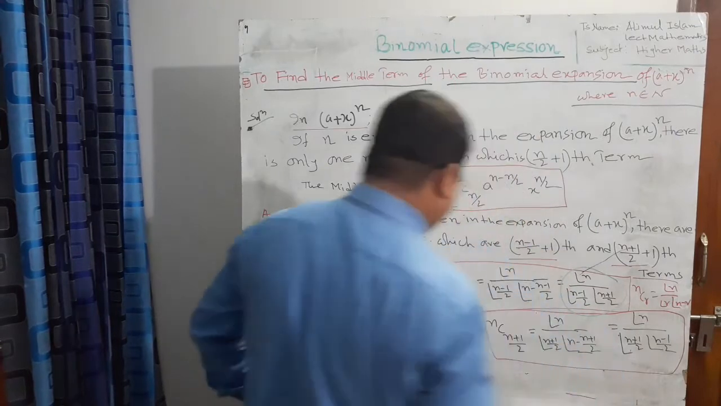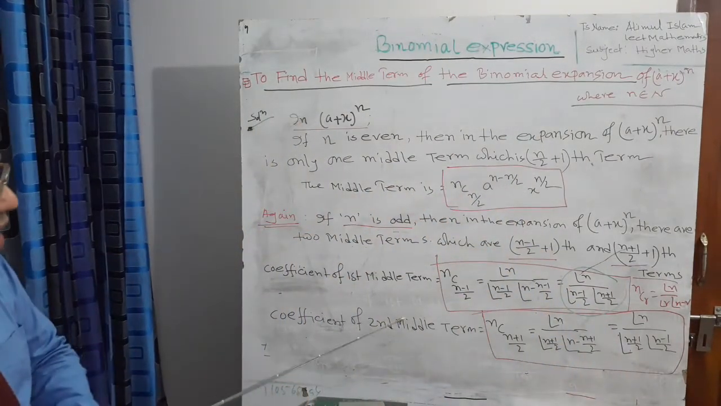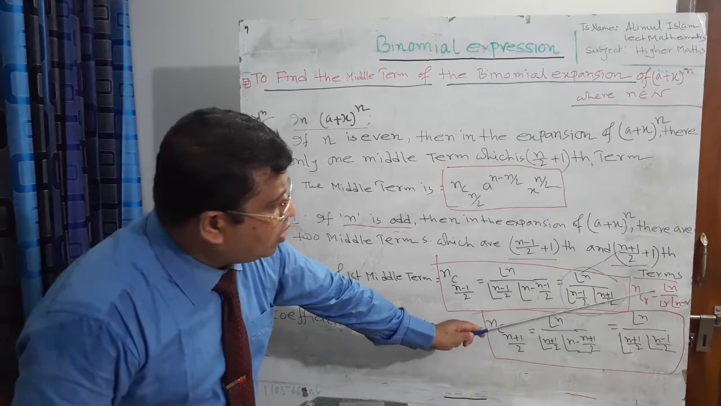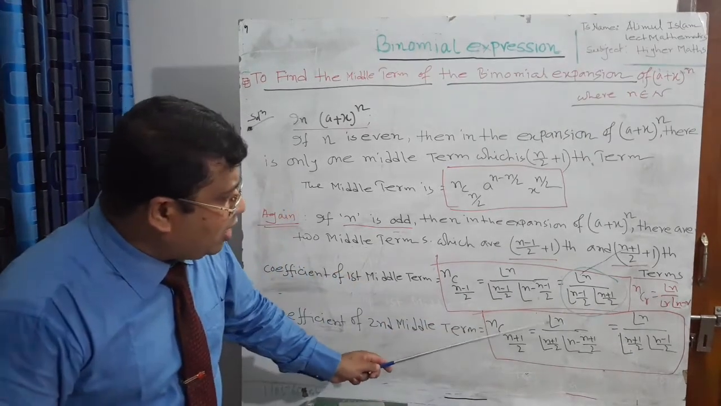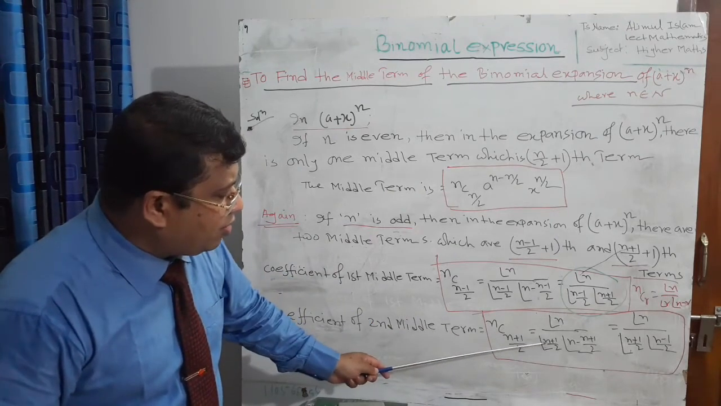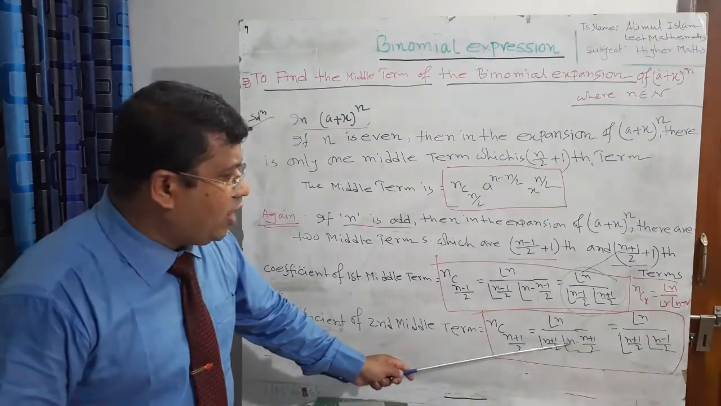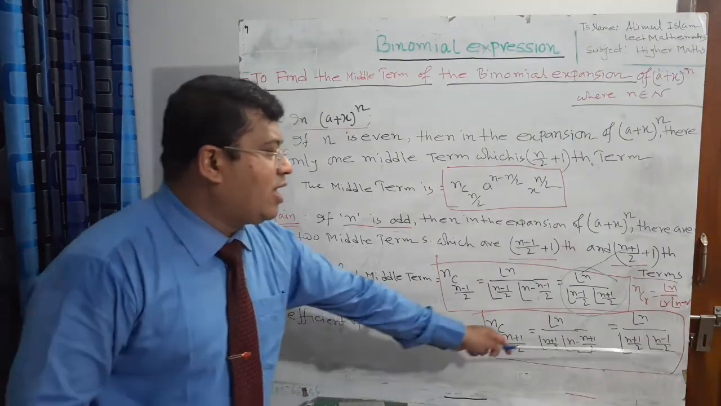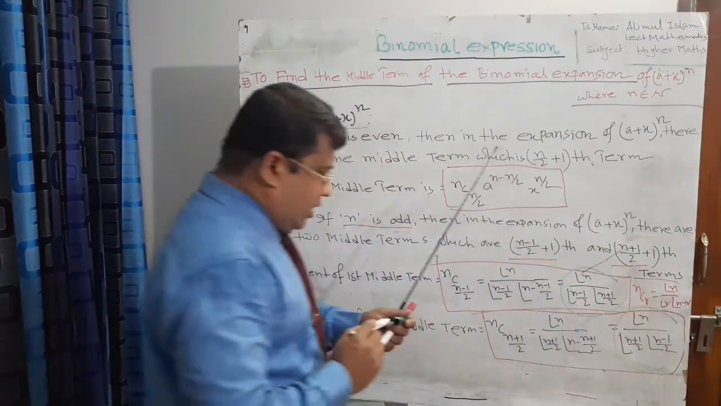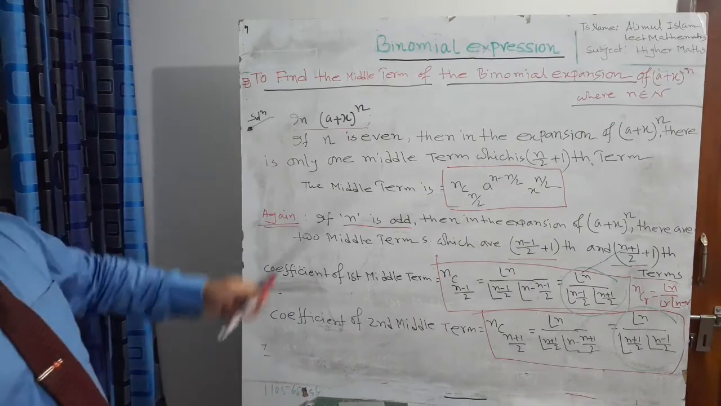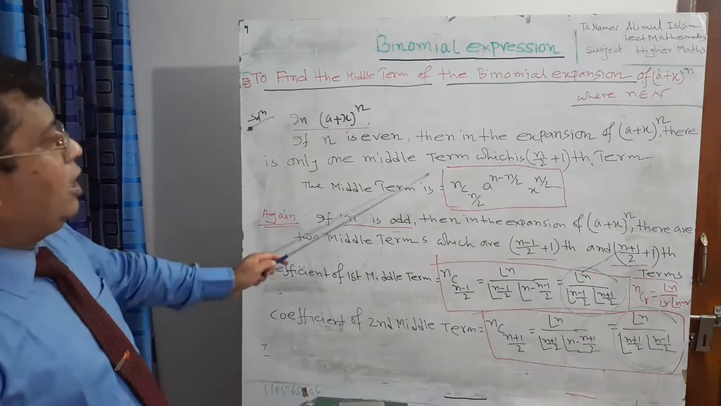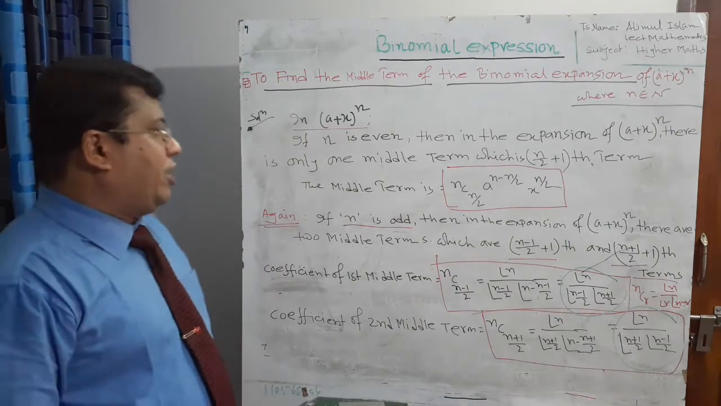You understand this. And the coefficient of the second middle term is nC((n+1)/2). You apply this formula like this: factorial n, then r means (n+1)/2, so factorial (n+1)/2 times factorial (n−1)/2. After calculation, you will get this. You must keep it in your mind. Then we have found the middle term of the binomial expansion of (a + x) to the power n. Clear? You always remember it and you will follow it.